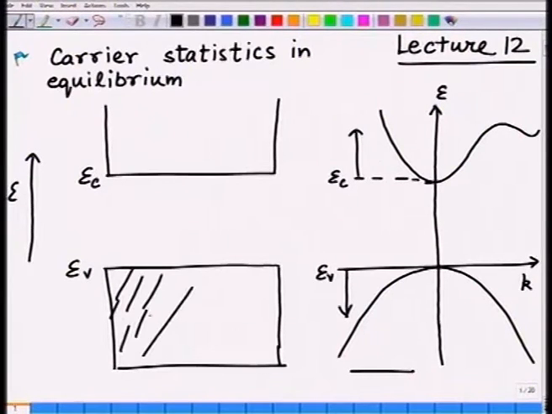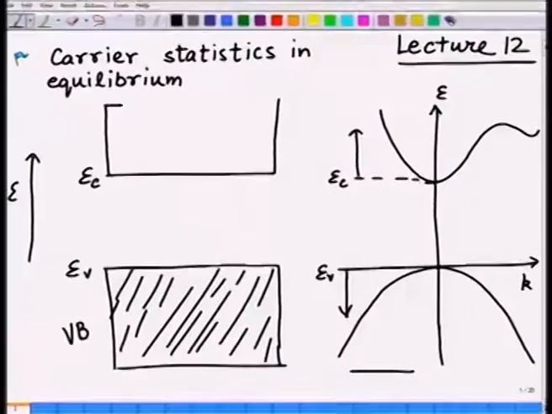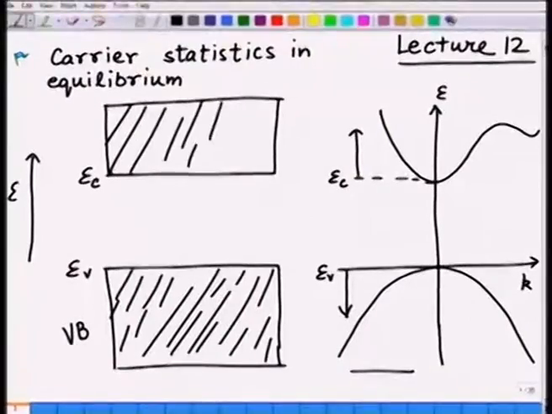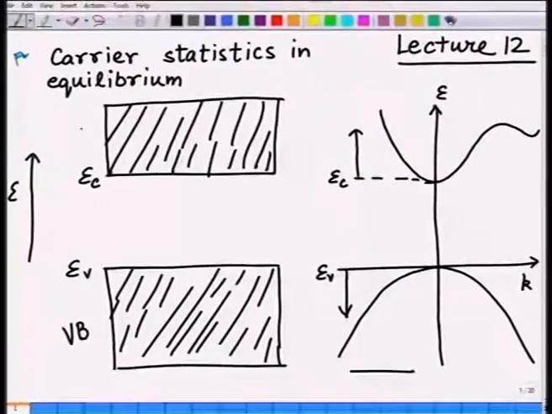So let's say this is a band which we are calling the valence band, and I have a band here, a conduction band. And the common feature in all semiconductors is that at 0K, electrons are filling the valence band completely and the conduction band is completely empty, and hence it is an insulator.